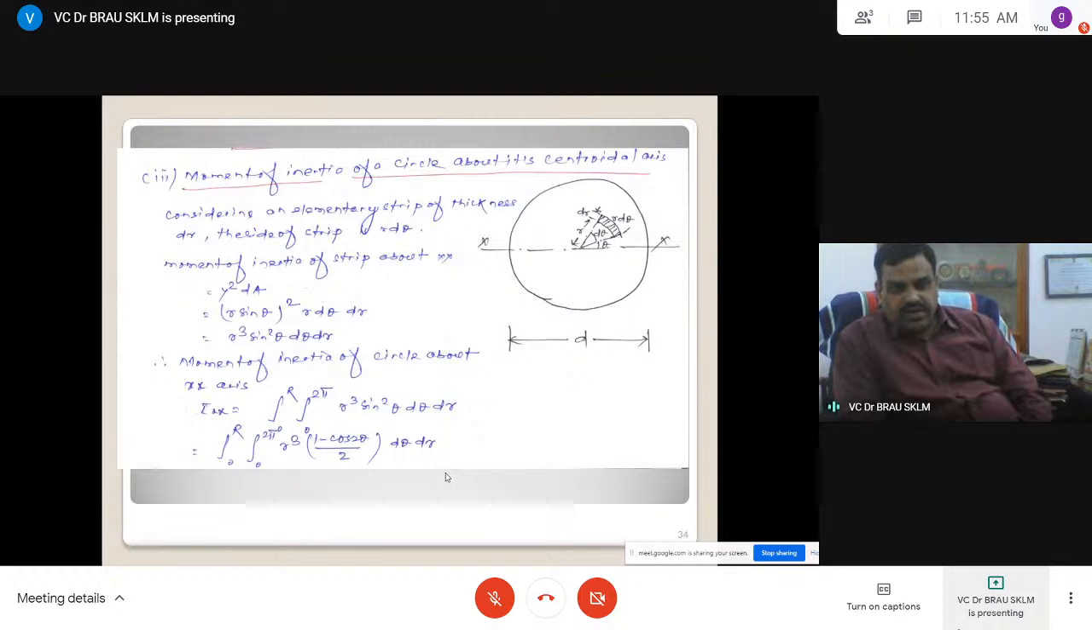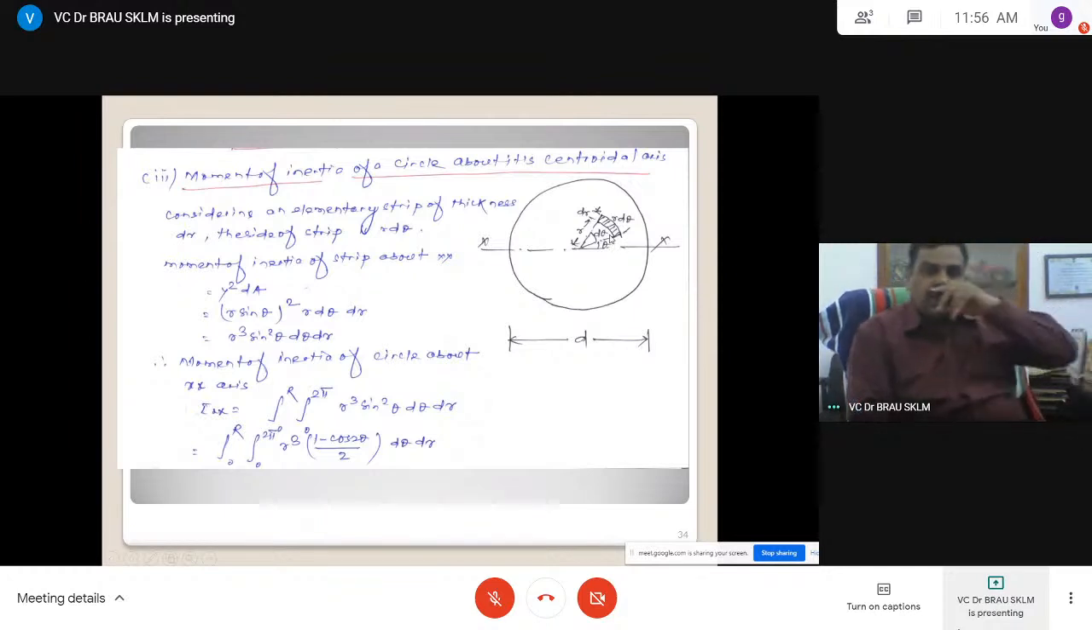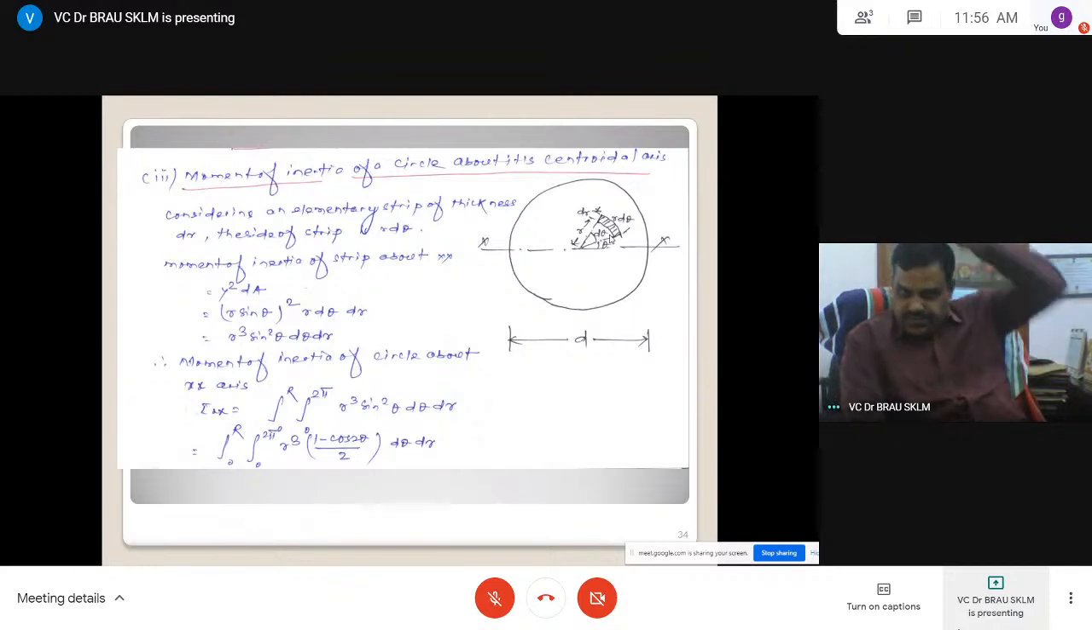Moment of inertia of a circle about its centroidal axis. Consider a small strip, this one, with radius r, dr, and angle d theta, so r d theta into dr. That is the area of the element.